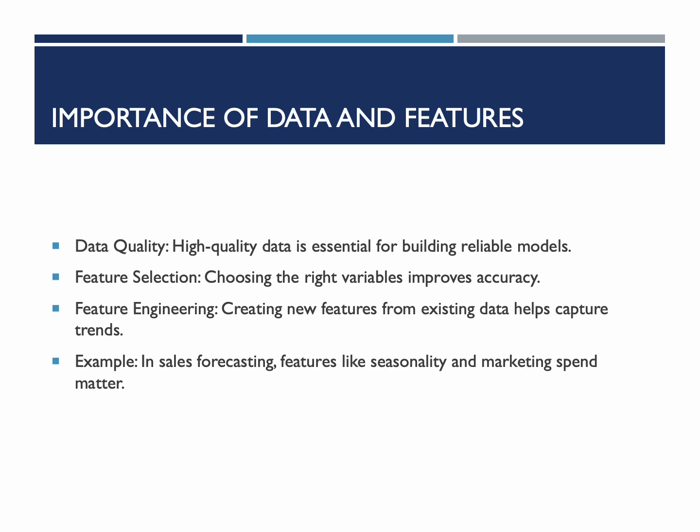Now lastly, we have an example for sales forecasting. In sales forecasting, for example, choosing features like seasonality and marketing spend can make a significant difference. Seasonality helps capture the effect of different times of the year on sales, while marketing spend is a critical variable that often directly impacts sales volume.